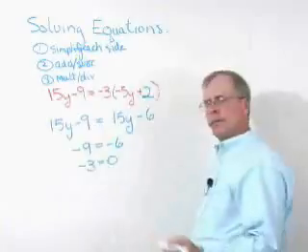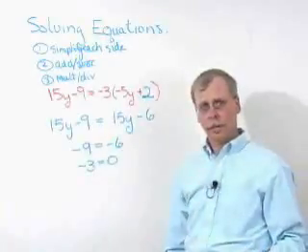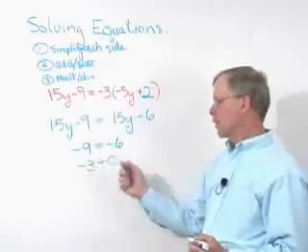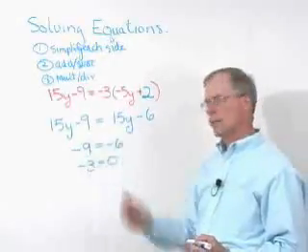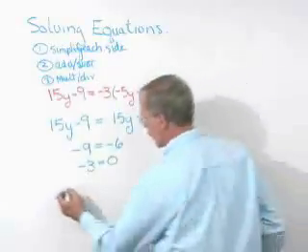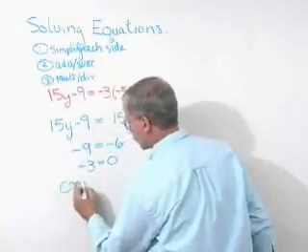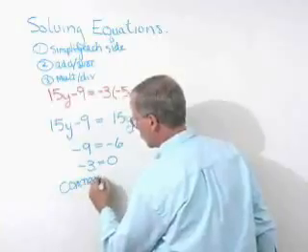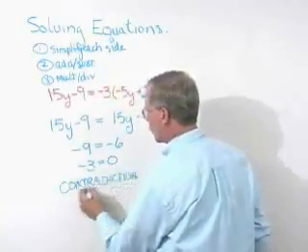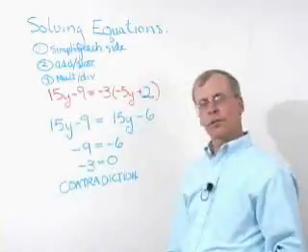But even if you don't go that far, I think you can see that that's just not right somehow, is it? Negative 3 doesn't equal 0. Negative 9 doesn't equal negative 6. This is an example of an equation that is a contradiction. Contradictions have no solution at all.